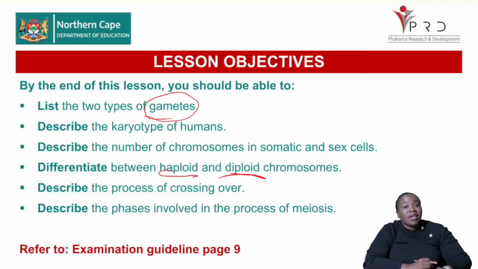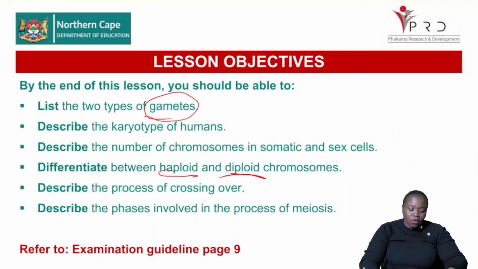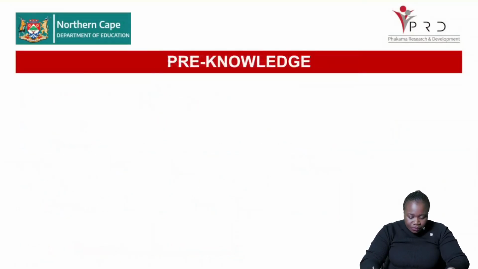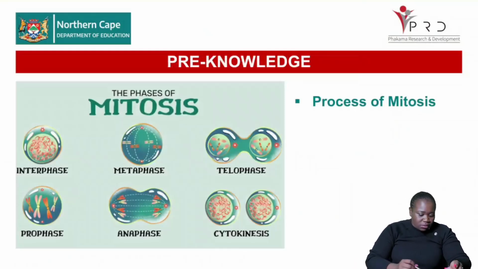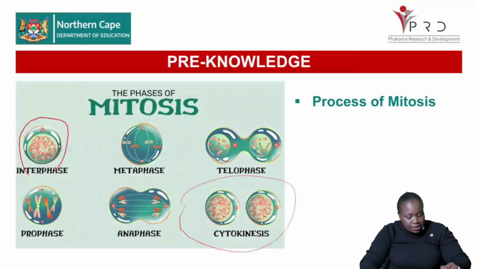You should also be able to describe the process of crossing over. And lastly, you should be able to describe the phases involved in the process of meiosis, which is what we are mainly going to be looking at here. All right, our pre-knowledge here would be the process of mitosis. We are just going to have a quick recap of mitosis as we are looking at meiosis. However, we know that just like meiosis, we have interphase all the way to telophase, right? Okay, so interphase, prophase, metaphase, anaphase, and telophase, which also has cytokinesis, right?